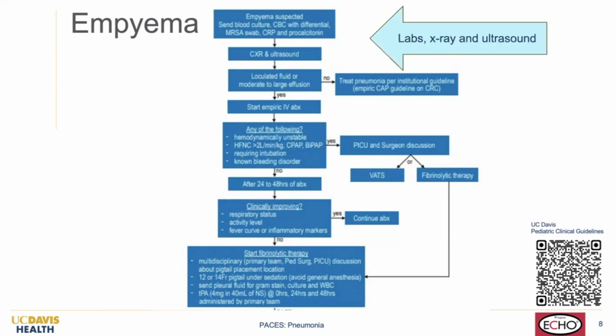So our first stop is evaluating the patient. Typically in any patient where we're this concerned, either because of the severity of their illness or the appearance, we're going to get labs, x-ray, and ultrasound. Ultrasound, both looking for the size of the effusion, as well as trying to look and see if the patient has loculations or how organized that effusion is and whether it might be amenable to drainage or not.